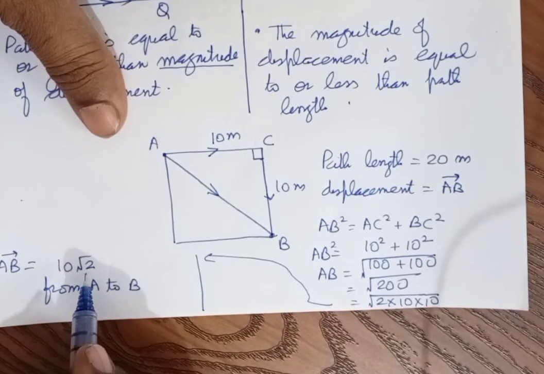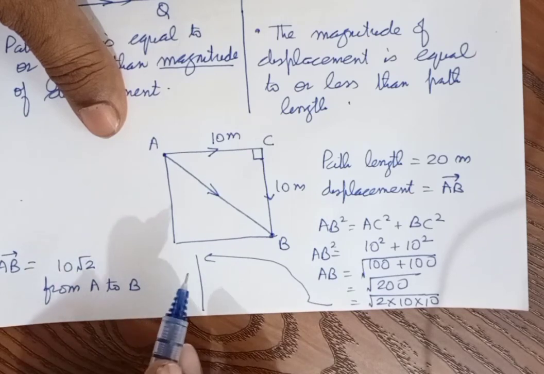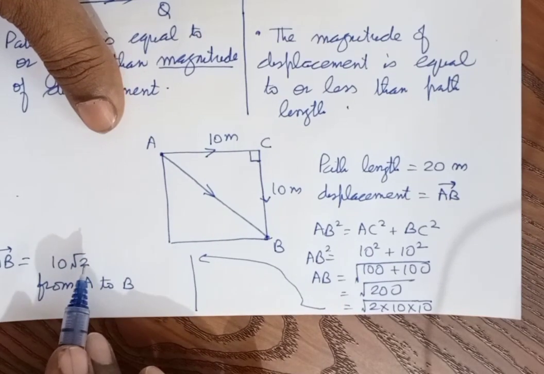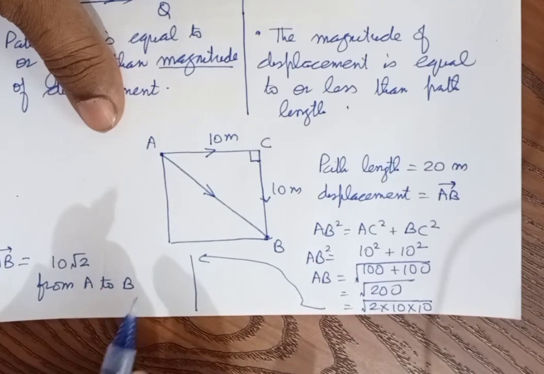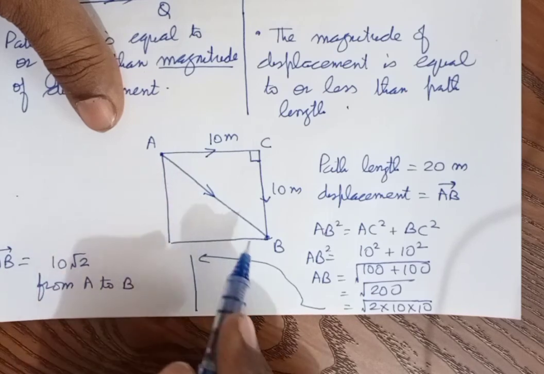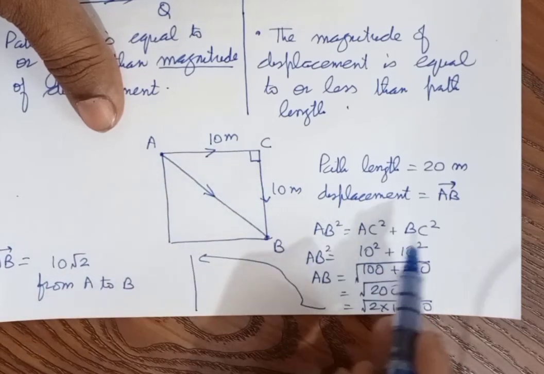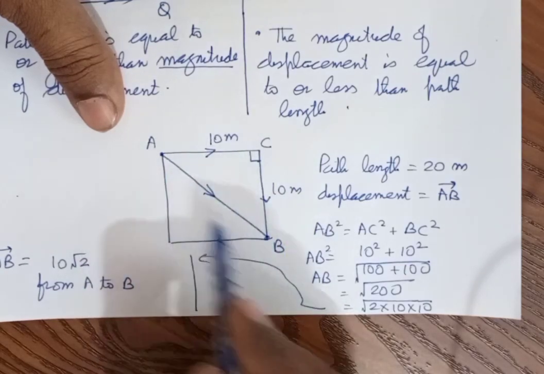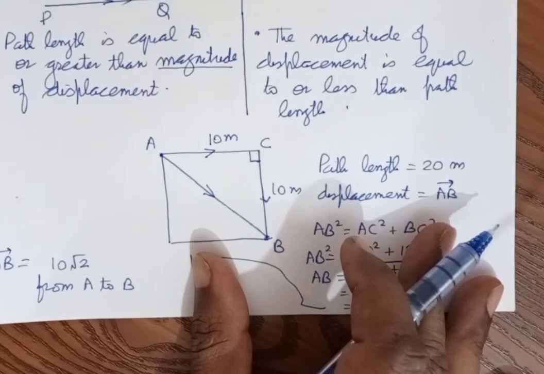Root 2 is 1.4, so the displacement is 14 meters. Otherwise you can measure it. It is 14 meter, however the path length is 20 meter. So we have seen path length is greater, but displacement is lesser. See.